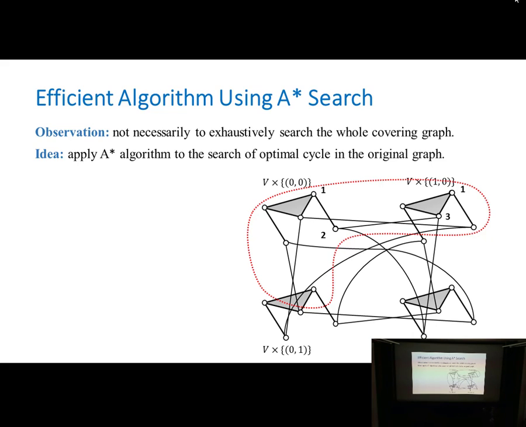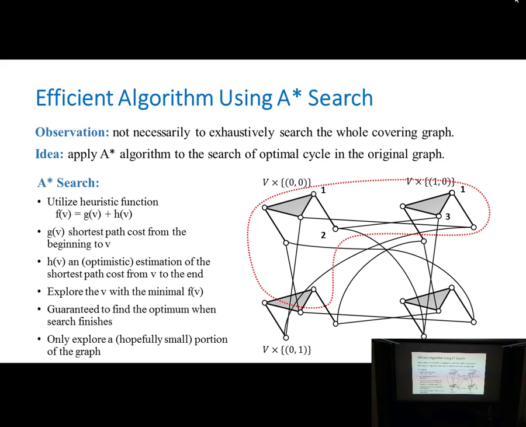How do we do it? We realize we can use the A-star search algorithm, which is actually a very classic method when you try to accelerate the shortest path problem. Right? The idea is, when you try to find the shortest path, sometimes you don't have to exhaustively search the whole graph. Ideally, you only need a small portion of it before you find the final destination and figure out the shortest path.